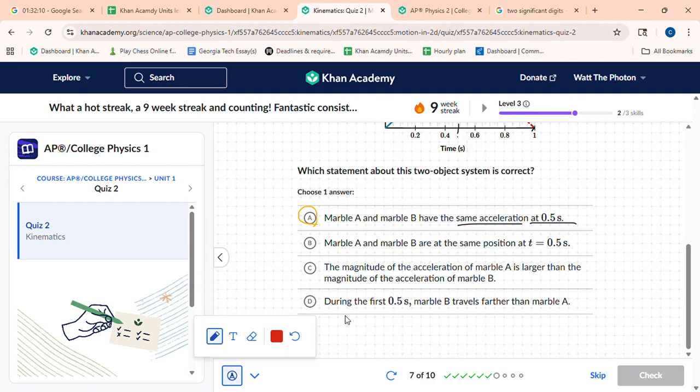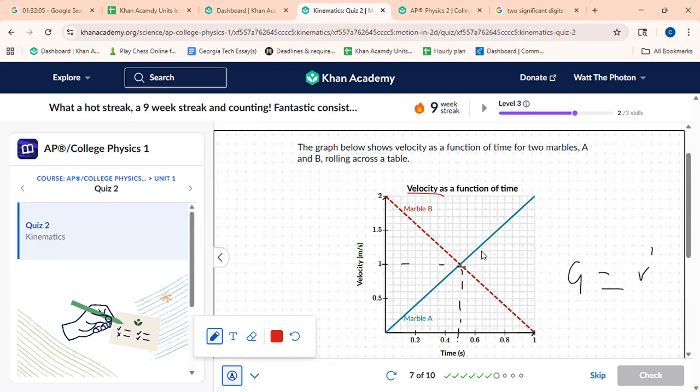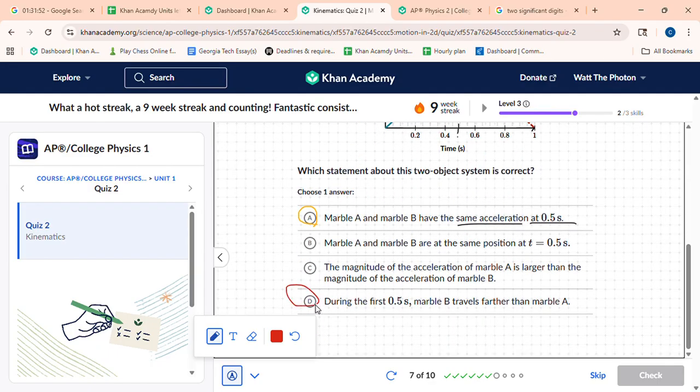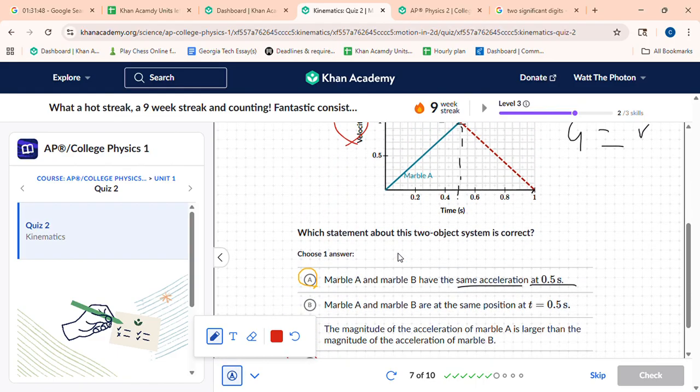Okay, let's look at red. In the first 5 seconds, marble B travels farther than marble A. Yes, this one has a higher velocity. So I'd say that's correct. No.